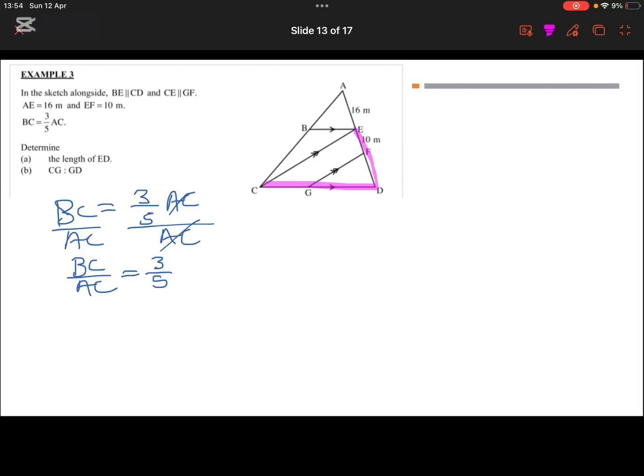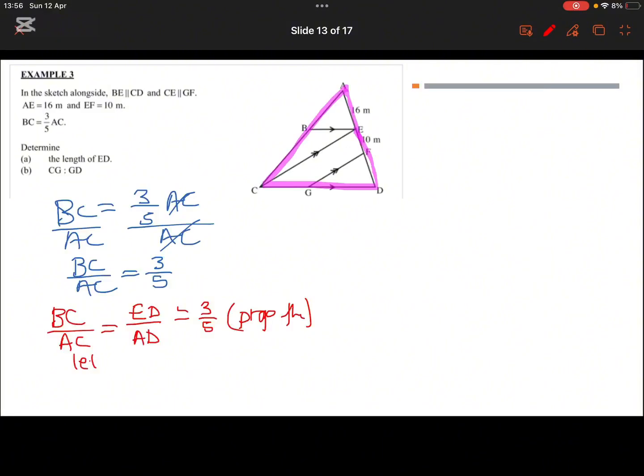Okay. So now we're looking for ED. It's in this triangle. So now the sides are in proportion. That simply means that BC divided by AC will be equal to ED divided by AD. That will be equal to 3 over 5. Okay, that is the proportion theorem, or line drawn parallel to one side of a triangle.